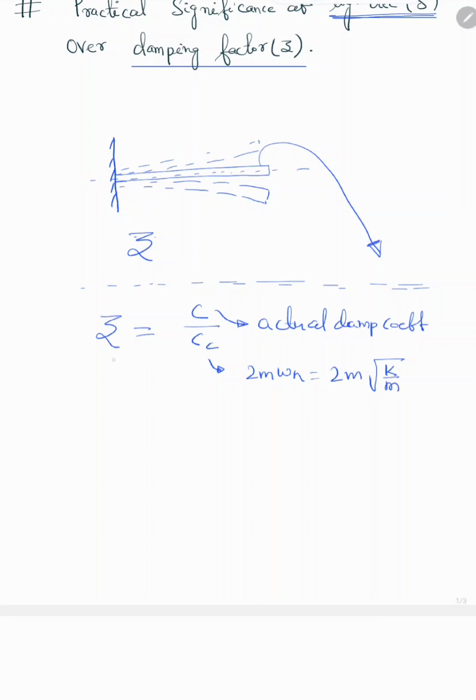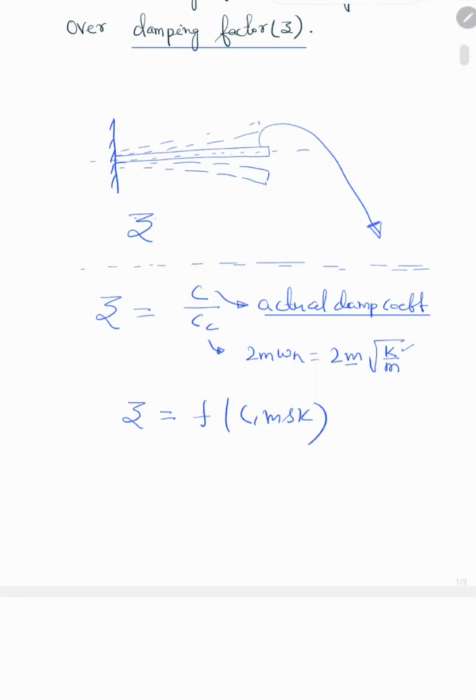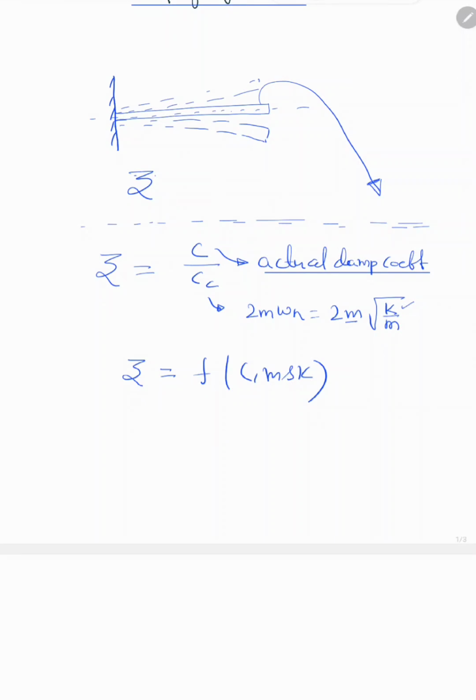So in this case we observe that the damping factor zeta basically depends on the actual damping coefficient of a system C and the system parameters like mass and stiffness of the system. So we have seen that zeta is basically a function of C, m and k. So this is a very simple system, we are able to determine this. But what about a very complex system? For a very complex vibratory system, it is very difficult to determine the actual damping coefficient, mass maybe we can determine, and stiffness. So it is very difficult to determine the damping factor zeta.